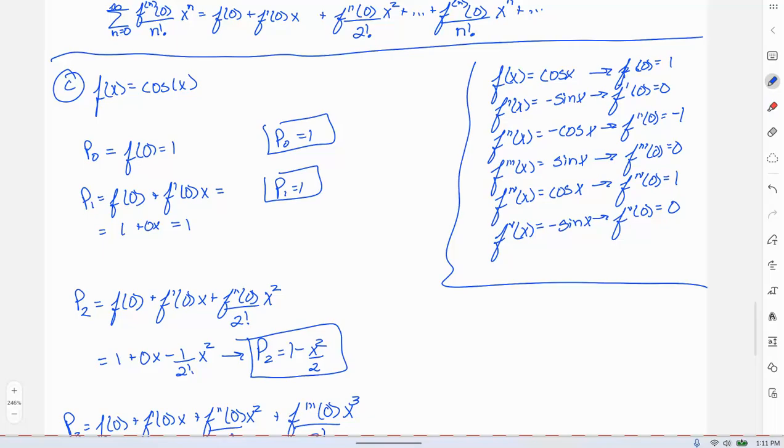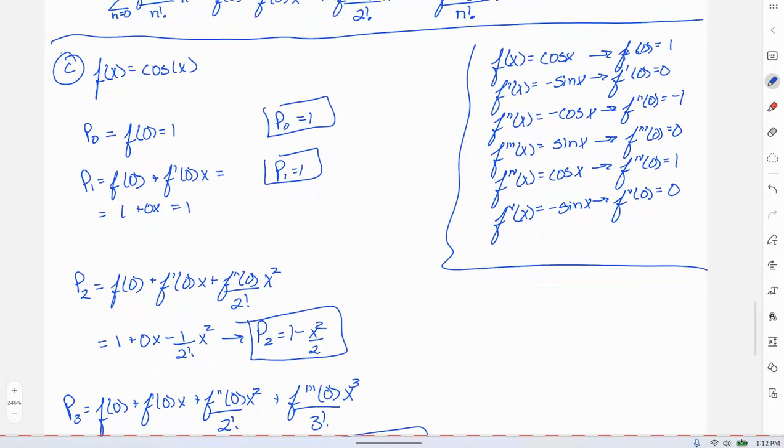So if we go through cosine the same way, I'm just going to go ahead and take derivatives on the side. Derivative of the cosine is negative sine. Second derivative is negative cosine. Third derivative is sine. Fourth derivative is cosine. And fifth derivative would be negative sine. And then if we plug in 0, f of 0 is going to be 1. The first derivative at 0 is 0. Second derivative at 0 is negative 1. Third derivative at 0 is 0, fourth derivative at 0 is 1, and fifth derivative at 0 is 0.